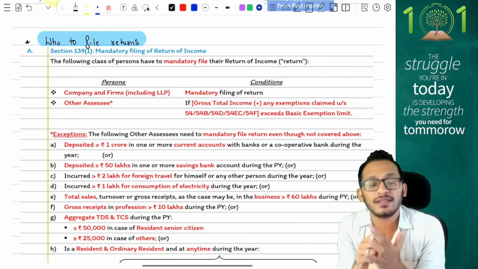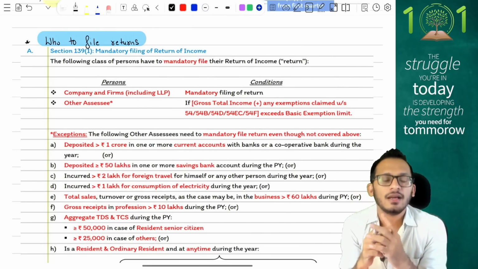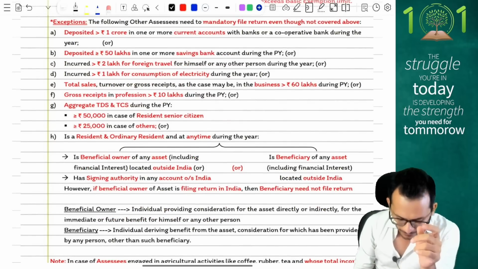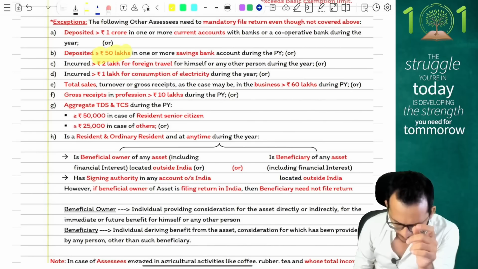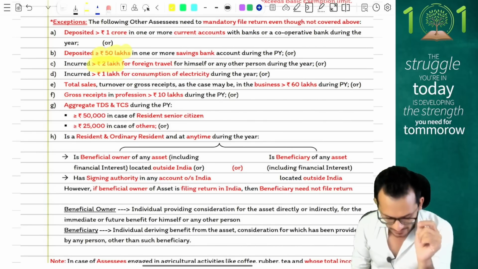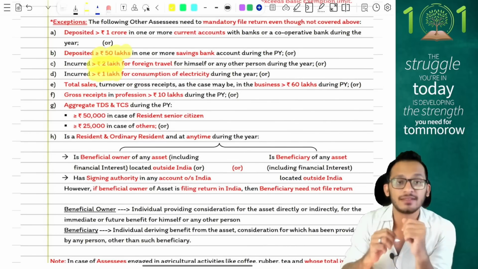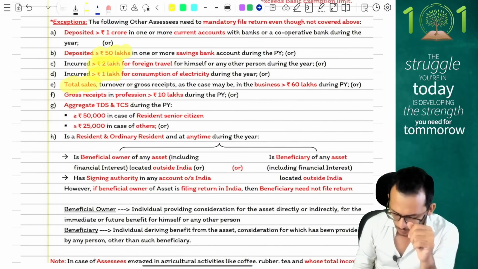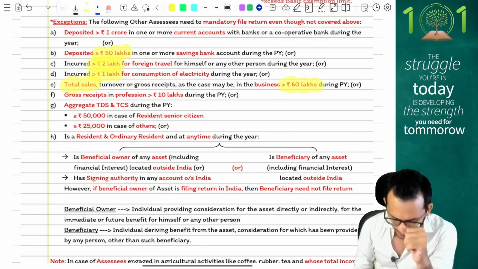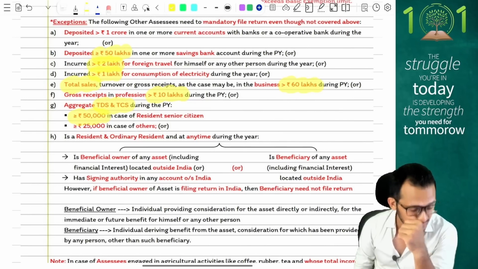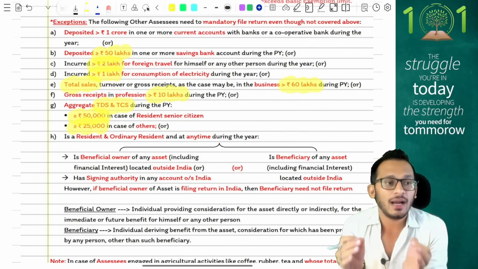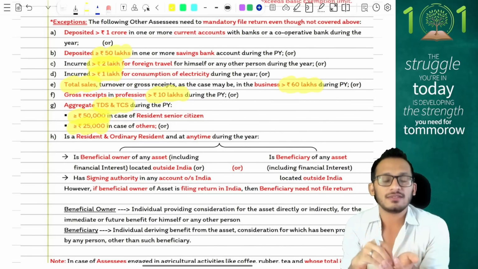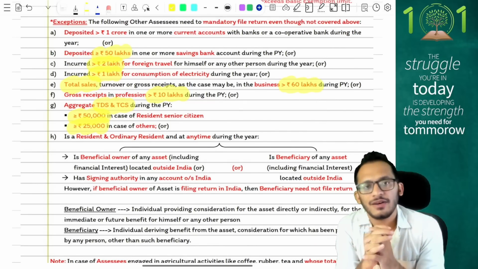But if you get a second-level question where they have done some financial transactions, then also you will be required to file your income tax return. What are the financial transactions? If you have deposited more than 1 crore in a current account, more than 50 lakhs in a savings account, if you have spent more than 2 lakh rupees on foreign travel, more than 1 lakh rupees on electricity, if your total sales go beyond 60 lakh rupees in case of business and 10 lakh rupees in case of profession, if you have aggregate TDS or TCS of more than 50,000 rupees for senior citizens and more than 25,000 rupees for others. And finally, if you are an ROR and you have any foreign bank accounts or any assets located outside India, in all these cases return filing will become mandatory.